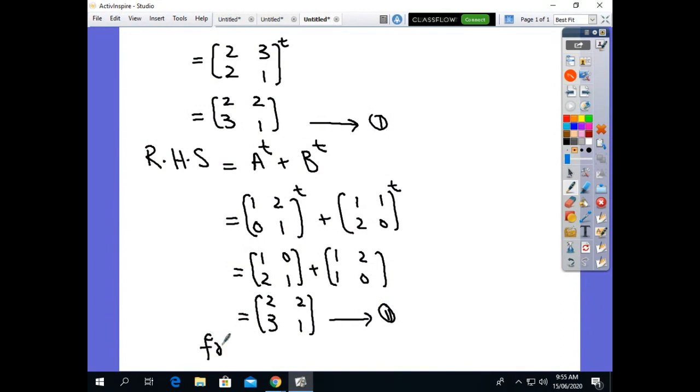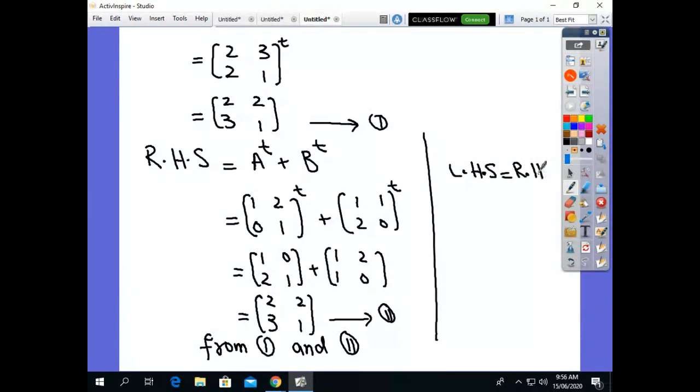Therefore, from 1 and 2, we see that left hand side is equal to right hand side. That is, (A plus B) whole transpose is equal to A transpose plus B transpose. Now similarly solve question number 8 part number 2. Similarly we solve question number 8 part number 2.